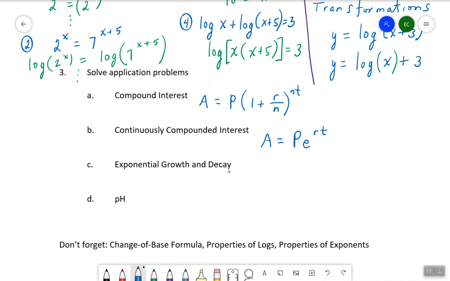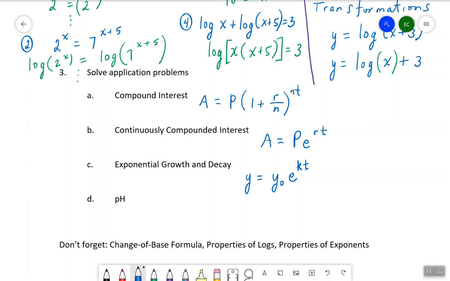And then for exponential growth and decay, that's really the same formula as the continuously compounded interest. We just use different letters to represent the initial amount and the future value, and k is a growth rate if it's positive, or it could be a decay rate if it's negative, if k is a negative value. Okay, so those three formulas you need to know.